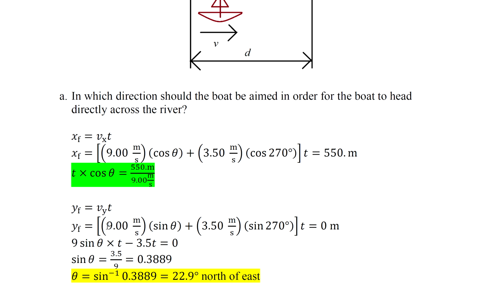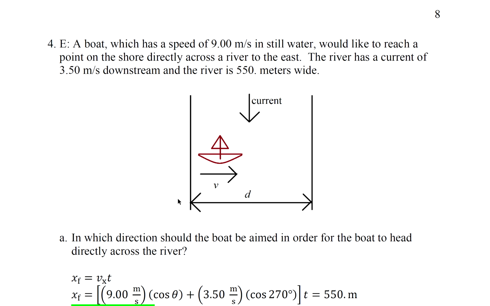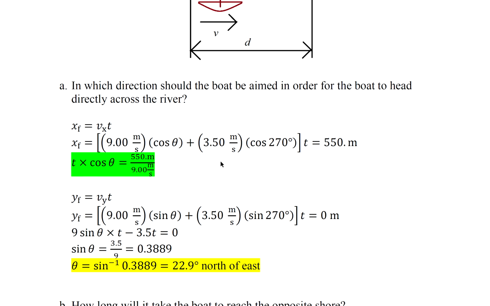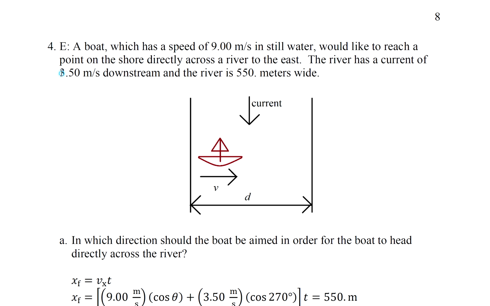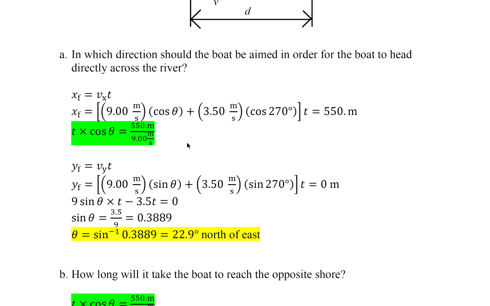And this first term here, 9 times the sine of theta, that's the boat going 9 meters per second times the sine of theta. And then this 3.5 meters per second times the sine of 270, that's the current, the water going downwards. So this is v sub y in this big parentheses here, times t.